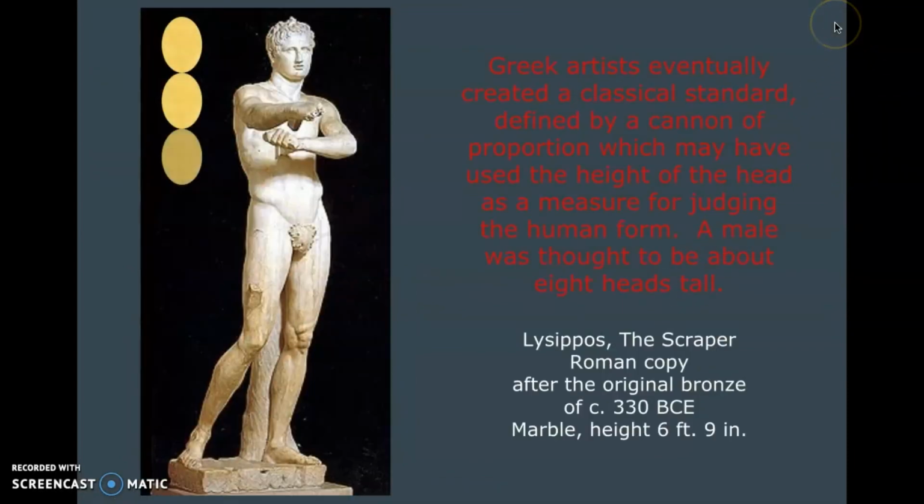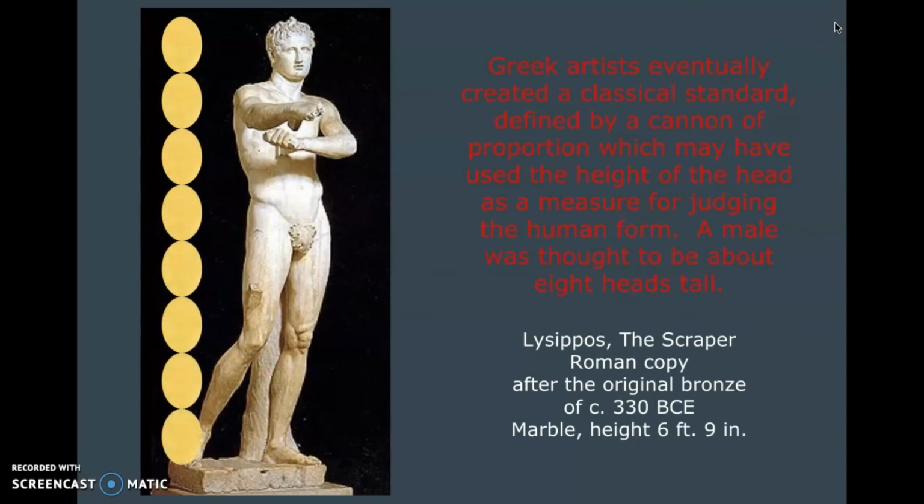So Greek artists eventually created a classical standard defined by a canon of proportion, which may have used the height of the head as a measure for judging the human form. A male was thought to be about 8 heads tall. 1, 2, 3, 4, 5, 6, 7, 8 heads tall.